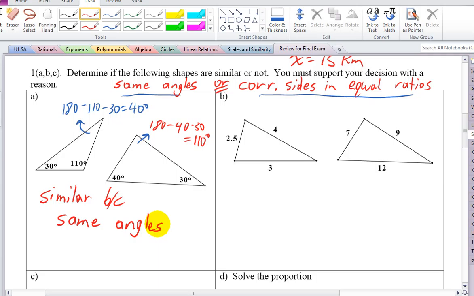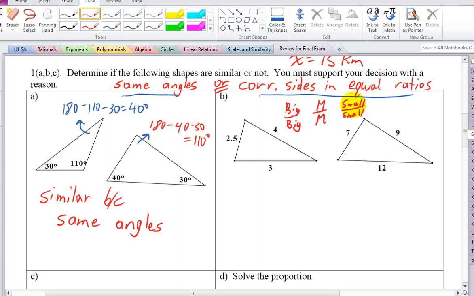What about B? Do you know if the angles are the same? Nope. What about the ratios? Should we match up 4 and 9? What do you think? No, we shouldn't match them up. Why shouldn't we match those ones up? Yep. Because 9 is the middle. Oh, well done. And 4 is the largest. So you want to match up the size. So big over big, right? Medium over medium, and then small over small.